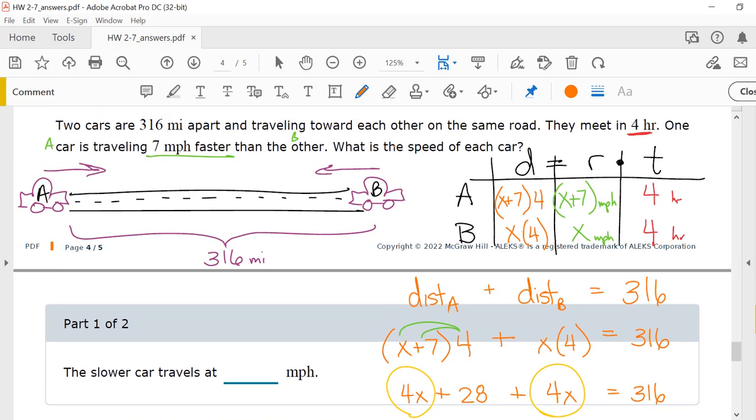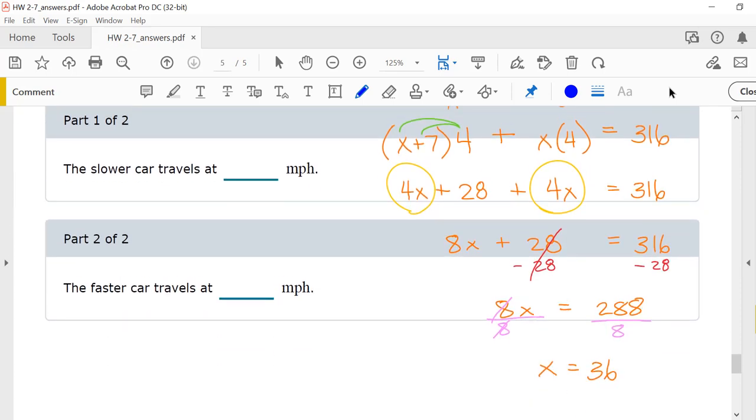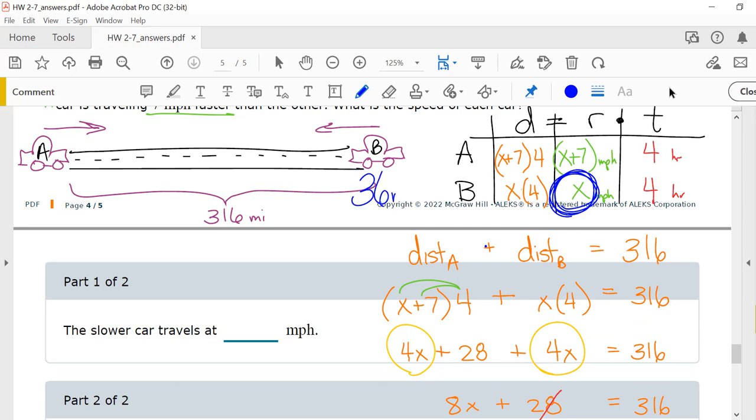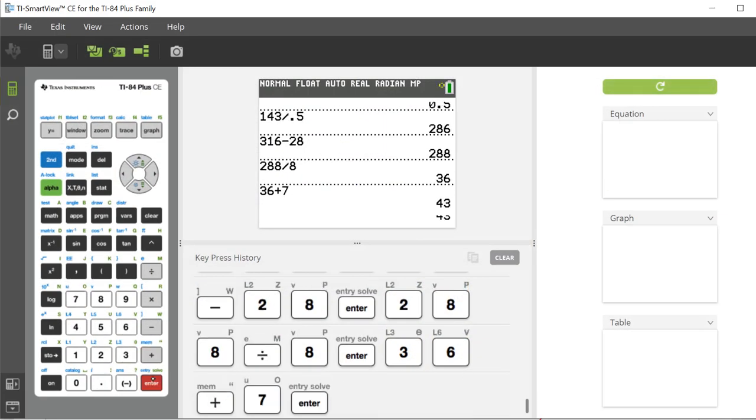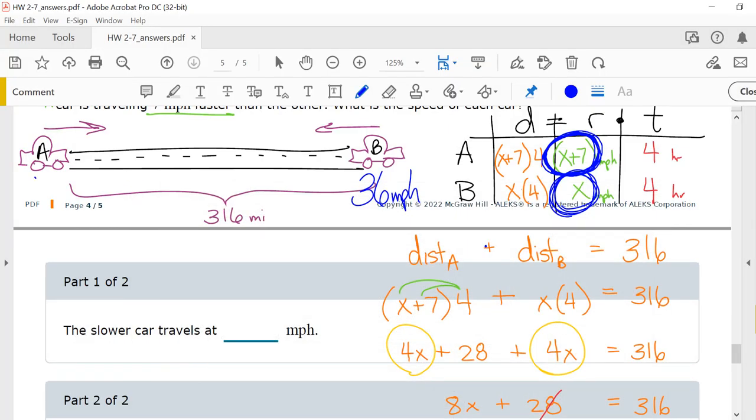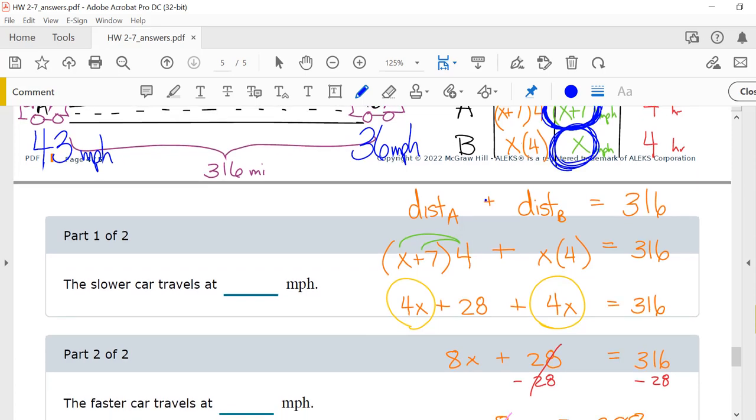Now, what was X? X was the rate of car B. So car B, how fast did they go again? 36 miles per hour. Car A travels 7 miles per hour faster. So what is 36 plus 7? It's 43. Car A travels 43 miles per hour. So the question says the slower car travels at 36 miles per hour. The faster car travels at 43 miles per hour.